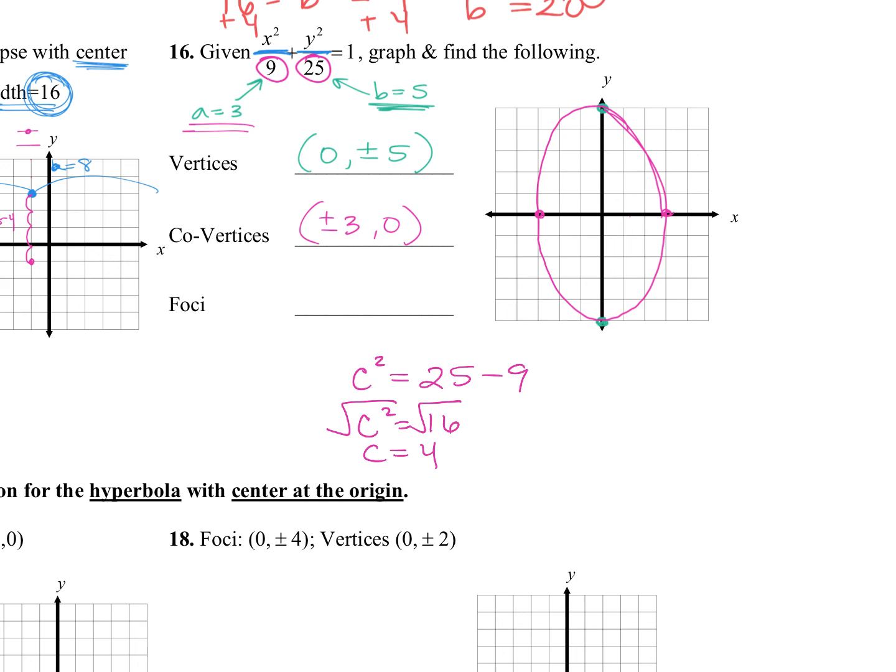0 plus or minus 4, right? The foci have to be with the vertices. So it's going to be here and here, not here and here. That would put them outside of it anyway, right? That doesn't make sense. So this is going to be 0 plus or minus that c value.